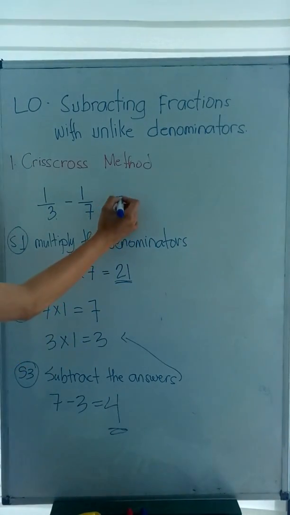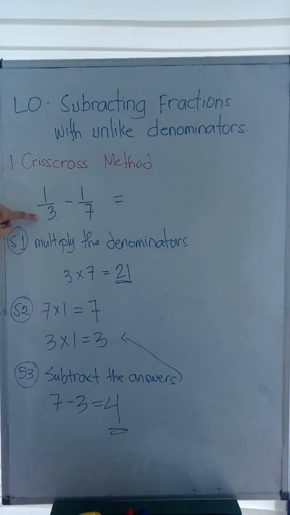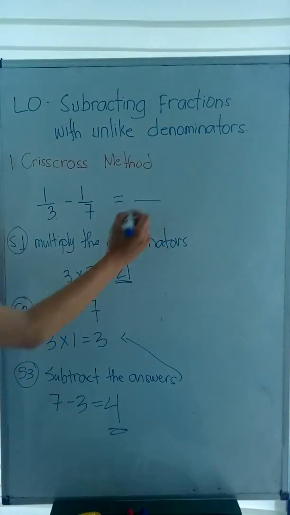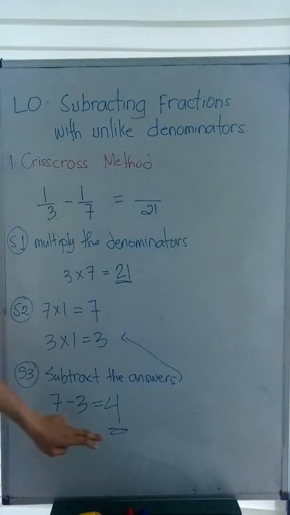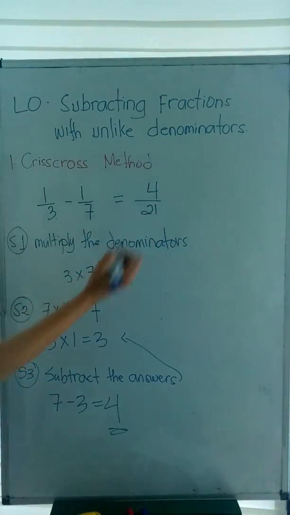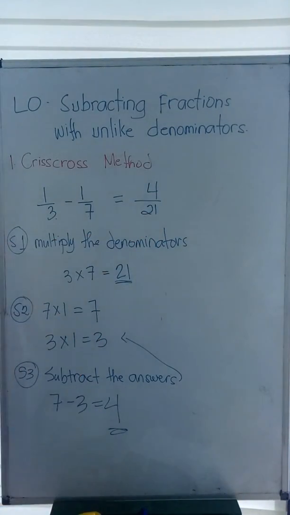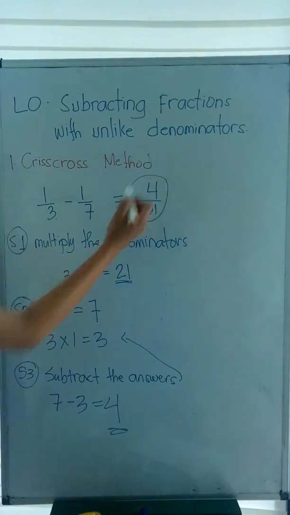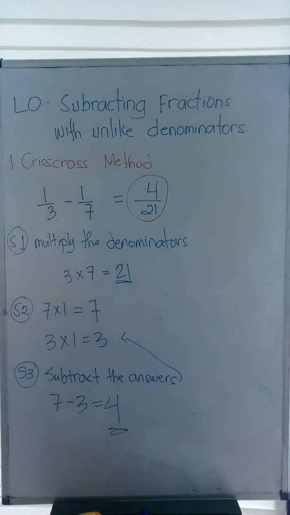Therefore, on this problem, 1/3 minus 1/7, the denominator is 21, the numerator is 4. So this is our answer. That's the final answer, because we can no longer simplify it, because there's no number that can divide 4 and 21. Okay, so this is the crisscross method.